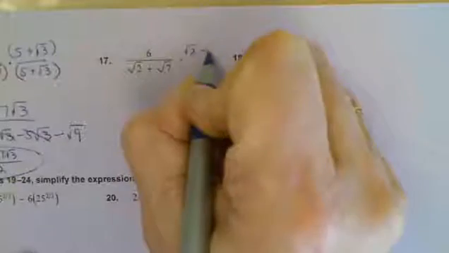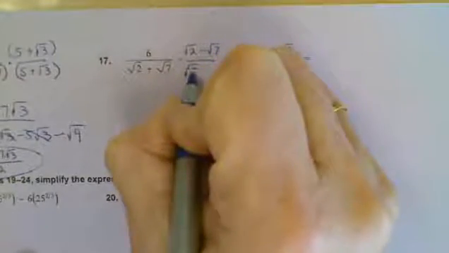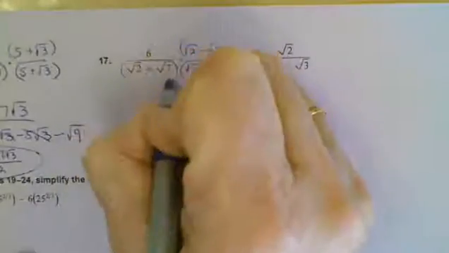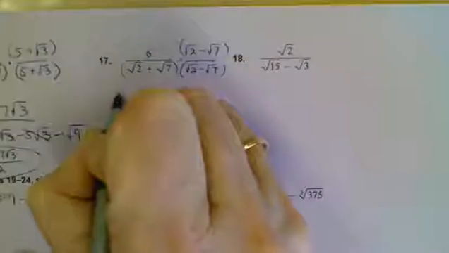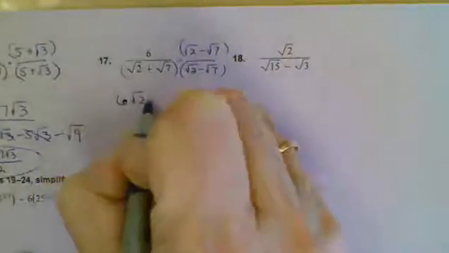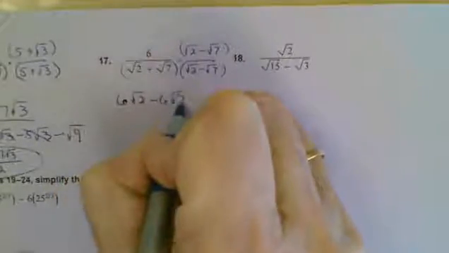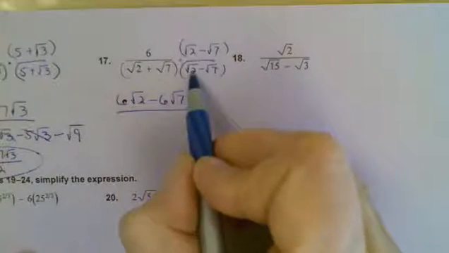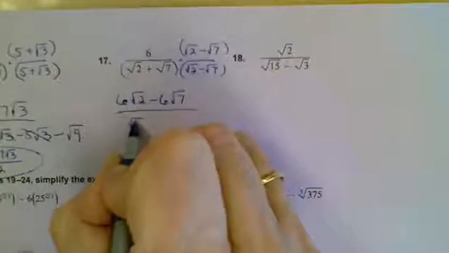So with 17, we're going to multiply by square root of 2 minus square root of 7, and square root of 2 minus square root of 7. Again, these are binomials that we have to distribute. So distribute the 6. I'm going to get 6 square root of 2 minus 6 square root of 7. In the denominator, I'm going to take square root of 2 times the square root of 2. So I get the square root of 4.